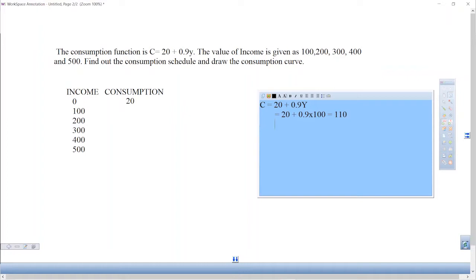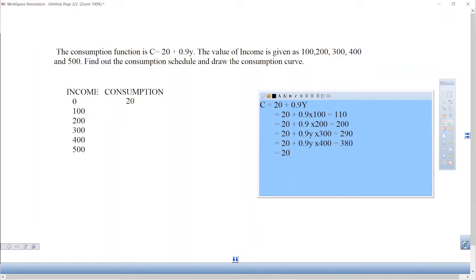Then the level of consumption when income is 200: 20 + 0.9 × 200, that is equal to 200. Then 20 + 0.9 × 300, that will be equal to 290. Then 20 + 0.9 × the next level of income, 400, giving the value 400, equal to 380.